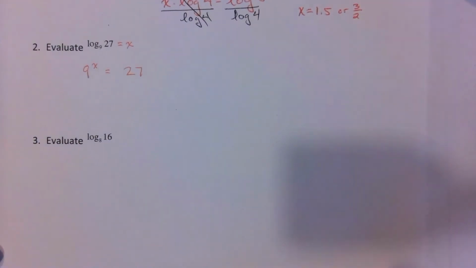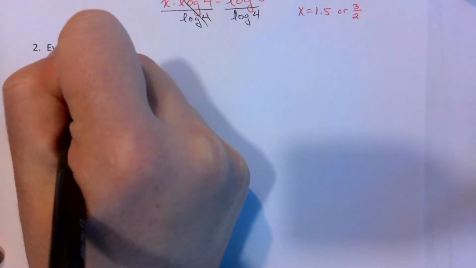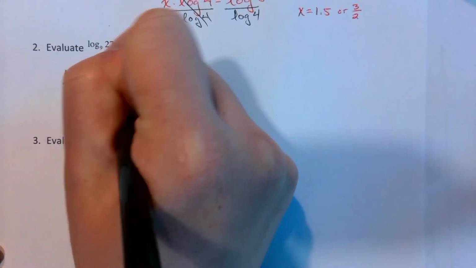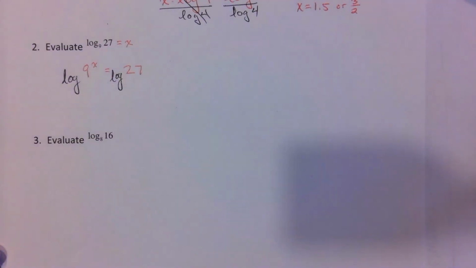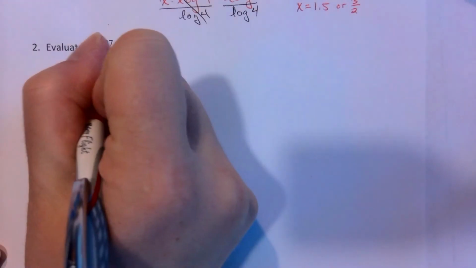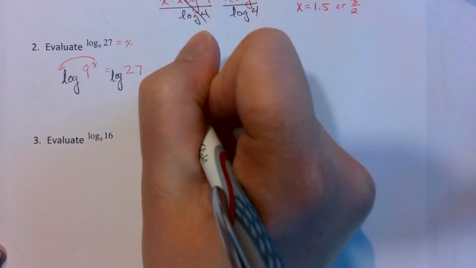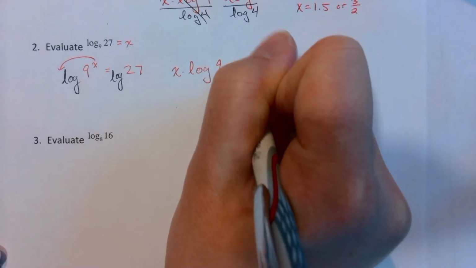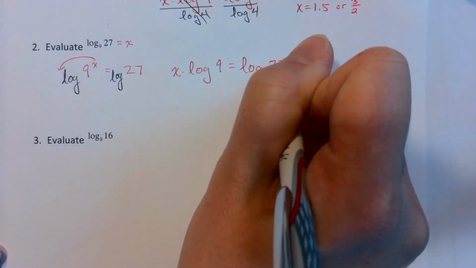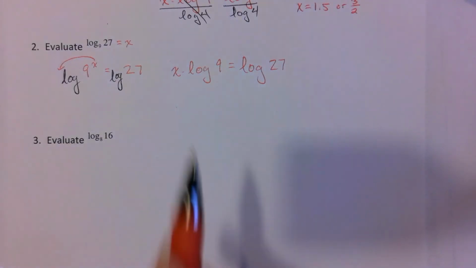And by taking the log base 10 of each side, I am really doing the long version instead of jumping to the shortcut. I can take the log of each side. Now I can use my power property where that comes out front, and I get x times log 9 is equal to log 27.